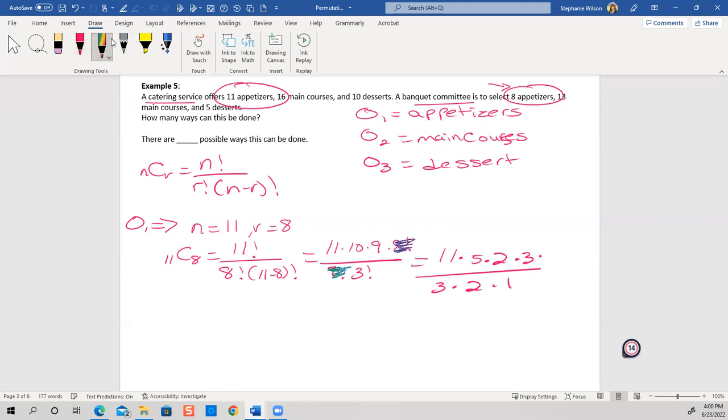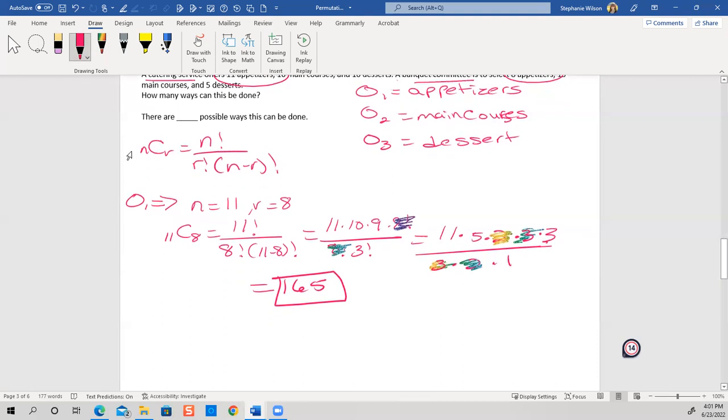And let's reduce. I got a 3 that reduces. Oh, I left a 3 off here. You don't notice that. There we go. So that's 9. 3 times 3 is 9. Got to watch our numbers, make sure we don't miss something here. So now I got 11 times 5 times 3. So 11 times 5 is 55 times 3 is 165. So that is our answer for order 1 for the appetizers.